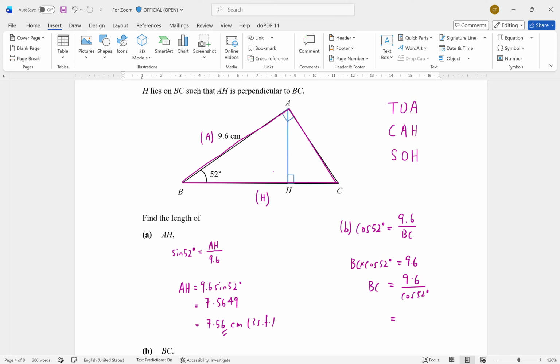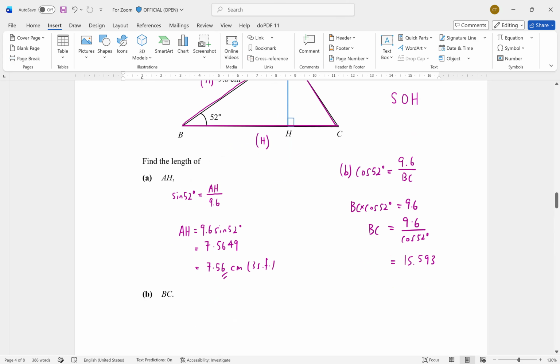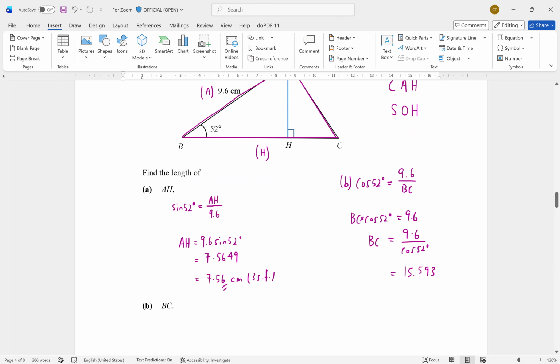Right, so let's calculate now. 9.6 divided by cosine 52. So I'll get 15.593. If we round off to 3 sig fig, it will be 15.6 cm. So this will be the answer.